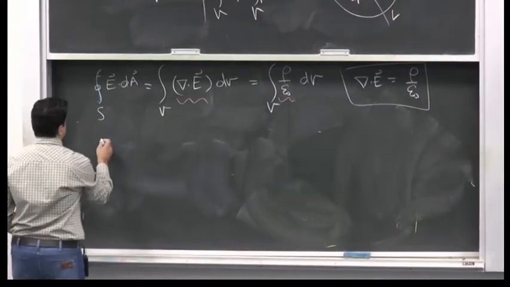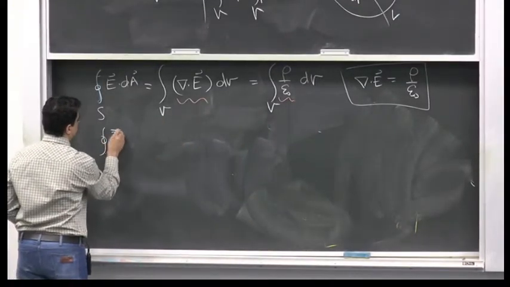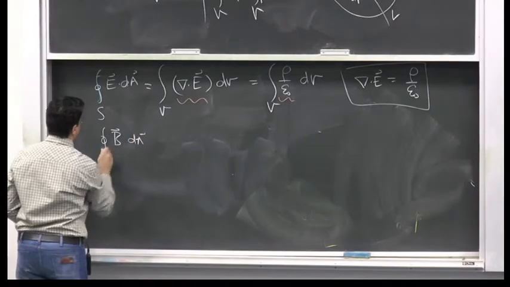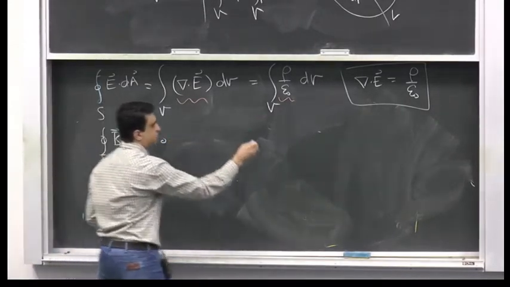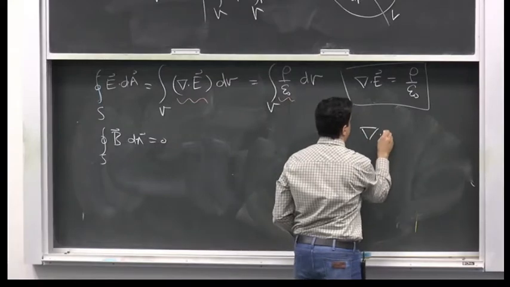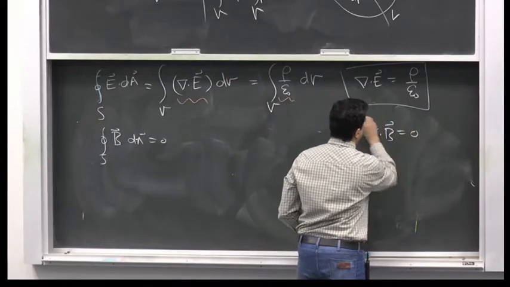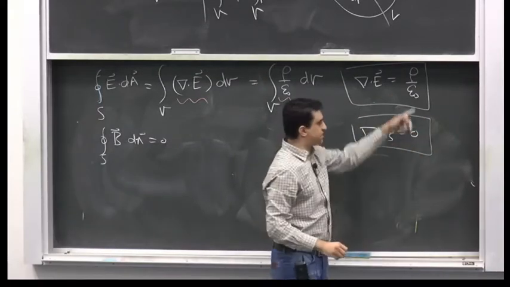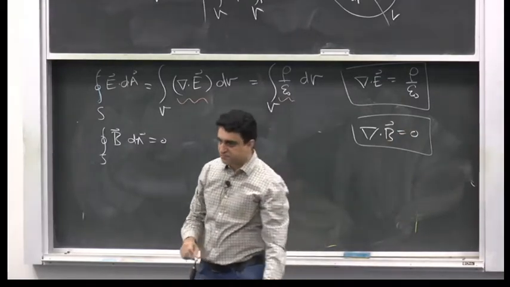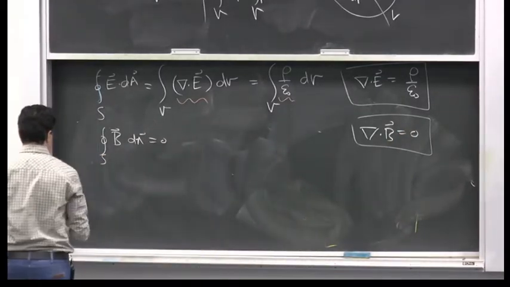Let's come to the second one, which is quite obvious. This is B dot dA equals 0, which means that of course del dot B equals 0. We don't have any charge density for magnetic charge, or we don't have any magnetic charge.